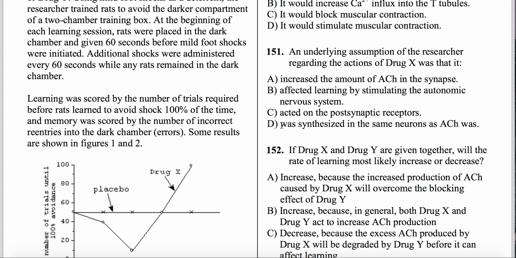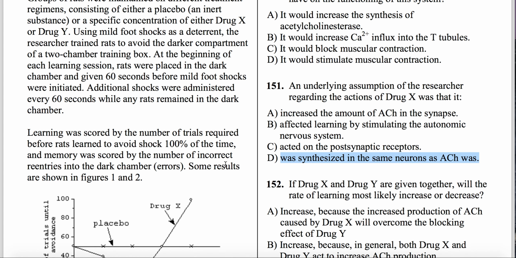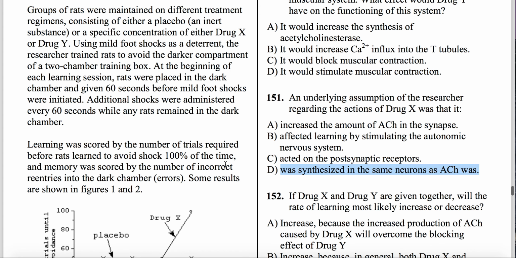D, was synthesized in the same neurons as acetylcholine was. Yes, but that's not the action of the drug. Oh, no, I'm sorry. Drug X is... I was thinking about acetylcholine esterase. Drug X is not produced by anything. It's an inhibitor of acetylcholine esterase. I don't think that's natural. Or not that it's not natural. Some animals might produce it, but it's not something that you would have in your own body.